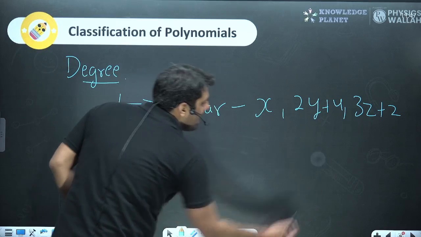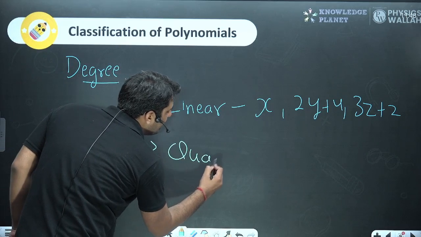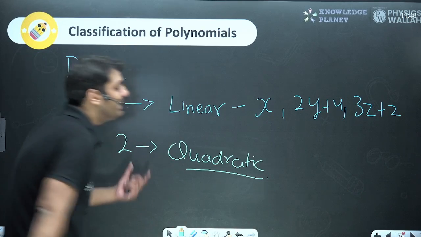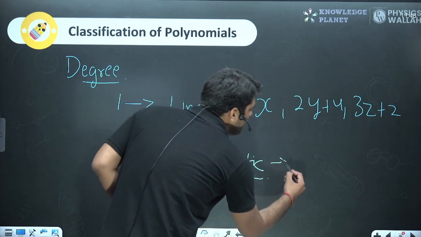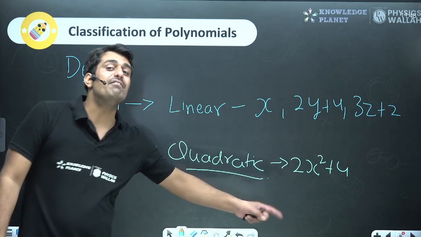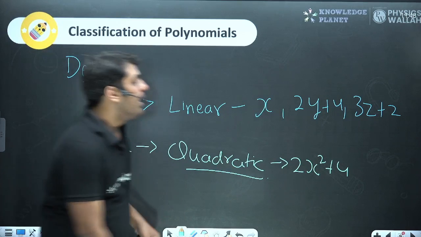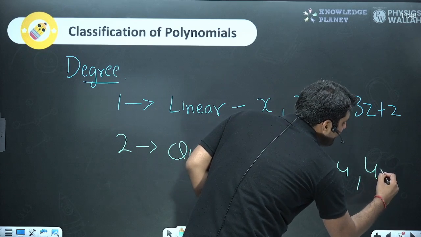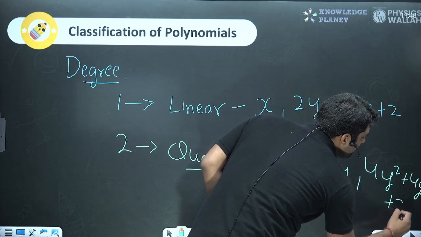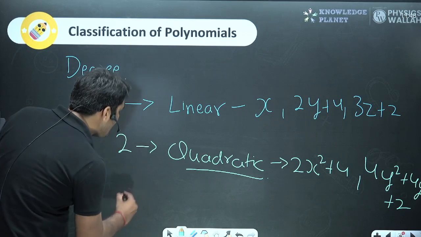Degree 2 is called quadratic, and I already told you we are more interested in quadratic polynomials today. We are going to talk about quadratic polynomials, degree being 2. So over here, if I write the expression 2x square plus 4, the expression has the highest power of variable as 2, and it is a quadratic one. Another example can be a bigger equation like 4y square plus 4y plus 2. This is again a quadratic one. The last one, I'll not elaborate further. I hope you can easily understand.